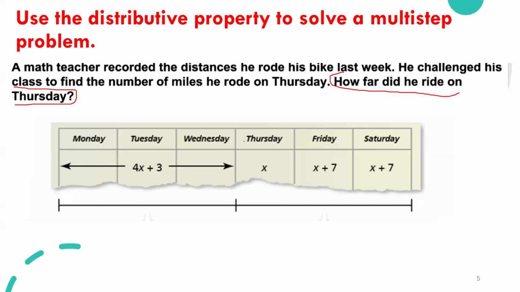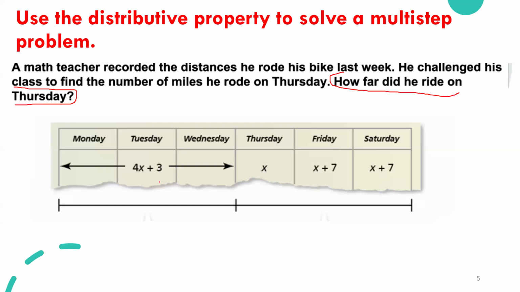So on this picture here, we have Monday, Tuesday, Wednesday, Thursday, and Friday. On Monday, he didn't go anywhere, and notice he didn't go anywhere on Wednesday. On Tuesday, he rides 4x plus 3 miles. On Thursday, it was x miles. On Friday, x plus 7 miles. And Saturday, x plus 7 again. We can use an equation to represent this situation, all right? It's easier to use an equation to represent this than solving it as it is.